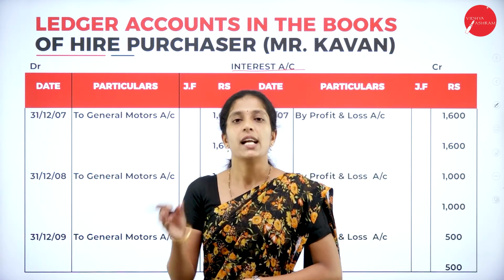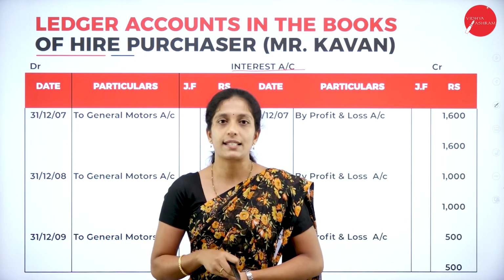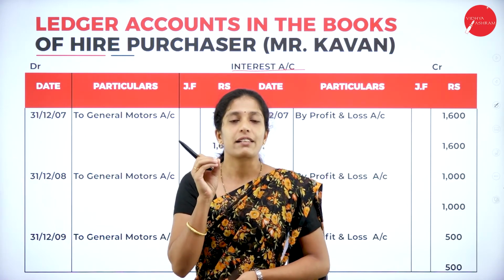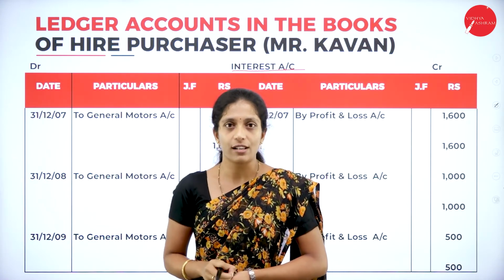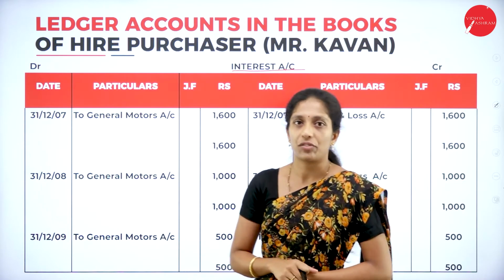So what was the entry? Interest account debit to hire seller account. After that, that interest has to be transferred to profit and loss account. That is the last entry, right?